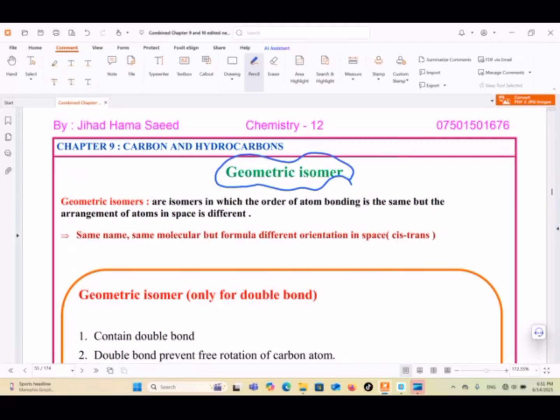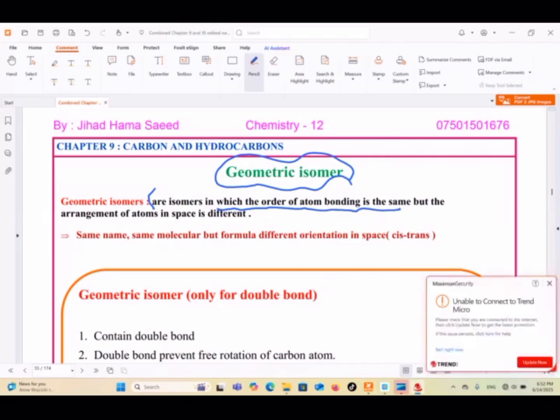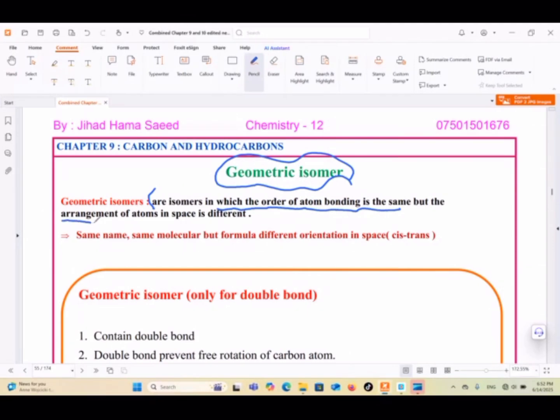Prior to that, let us define the geometric isomer, guys. Geometric isomers are isomers in which the order of atom bonding is the same. That means the structures have the same bonding order, but a different arrangement of atoms in space. The atom arrangements are different in space.